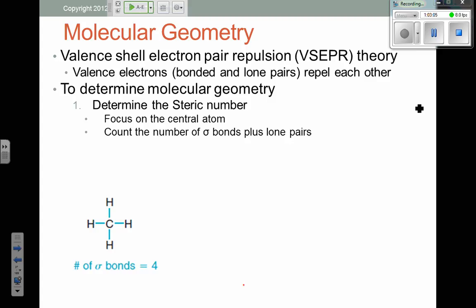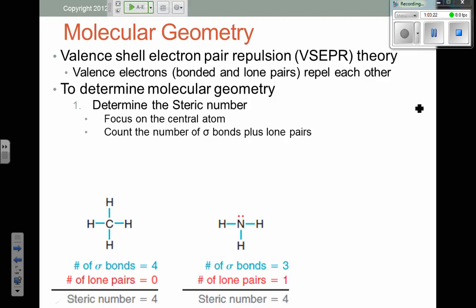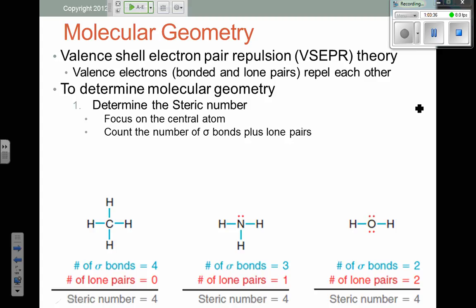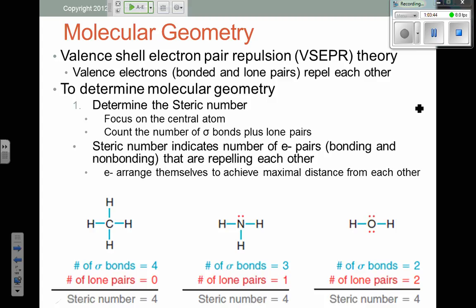So for carbon, of course, 4 single bonds. We have 0 lone pairs and 4 sigma bonds. For nitrogen, we only have 3 sigma bonds, but we have a lone pair, and that lone pair has to be in an orbital. So we have 4 orbitals around nitrogen. So its steric number is also 4. When we're talking about steric number, we're just looking at the number of orbitals. And for oxygen, we have 2 sigma bonds and 2 lone pairs. So again, our steric number is 4. This is just the concept of there being 4 specific orbitals surrounding those.